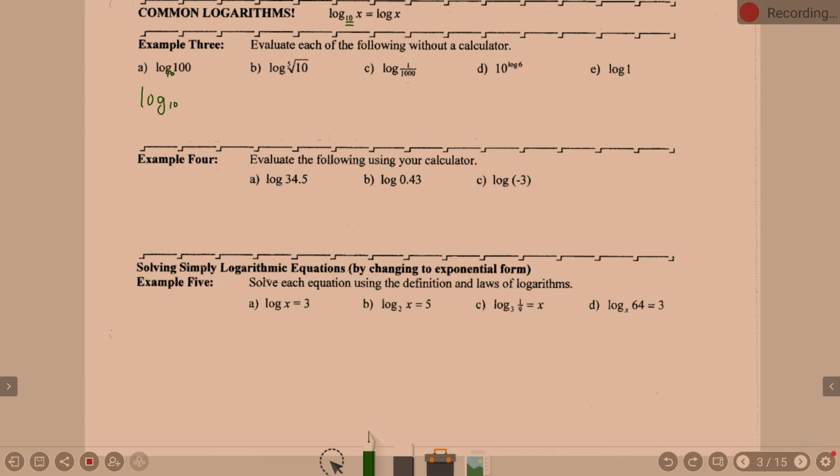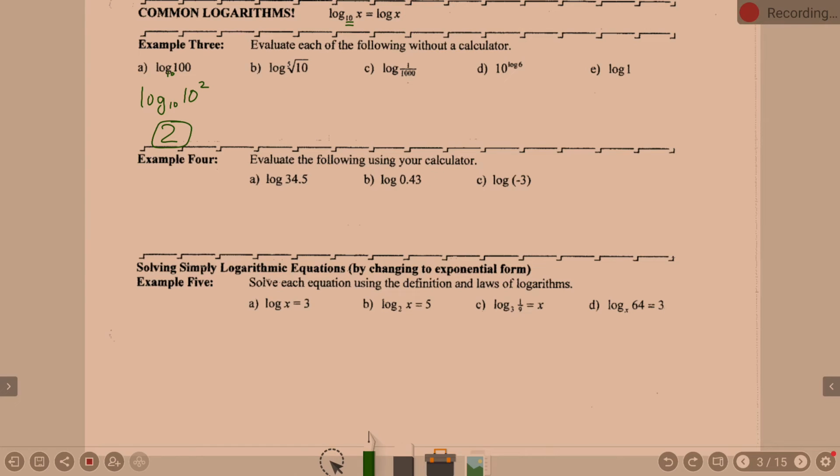And what do we know about 100? 100 can be rewritten as 10 to the second. Now we know it simplifies to 2. Do we write x equals? No, just write 2. The log of 100 is equal to 2. That's this entire page: the log is equal to the answer we're getting.